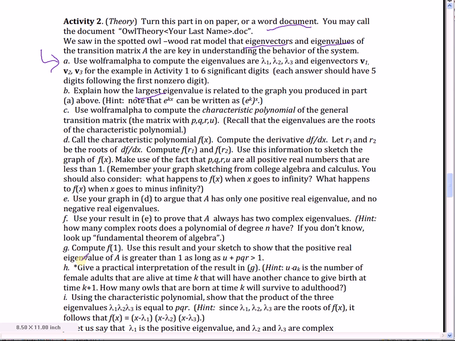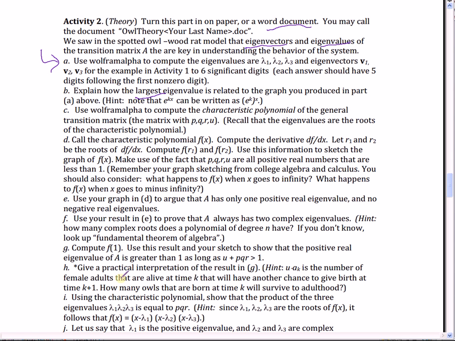Now here's another fact of the eigenvalue. It turns out that the positive real eigenvalue is greater than 1 as long as this condition holds. You can get that by computing f of 1. I suggest you compute f of 1 and then use that to plot another point on your graph, because the x-coordinate is 1 and the y-coordinate is f of 1. The point (1, f of 1) must be on the graph of f of x.